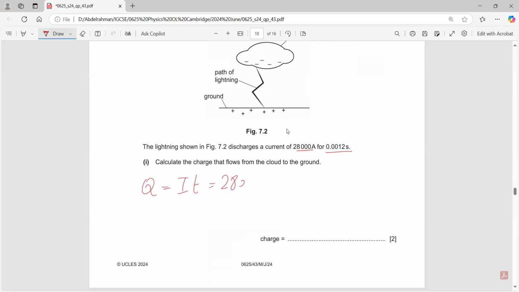So 2800 times 0.012, which is 33.6. 33.6 coulombs. Do not forget the unit. 33.6 coulombs.